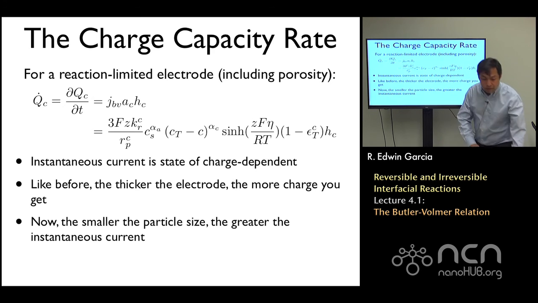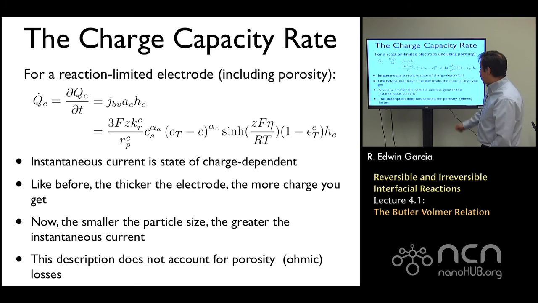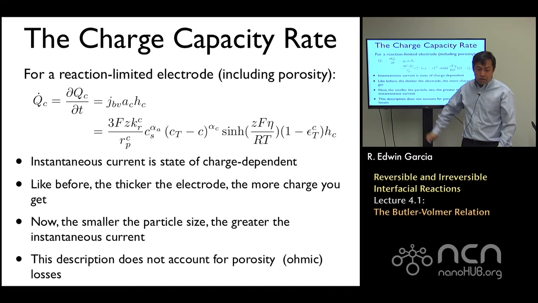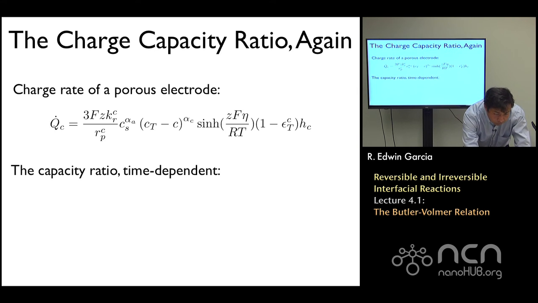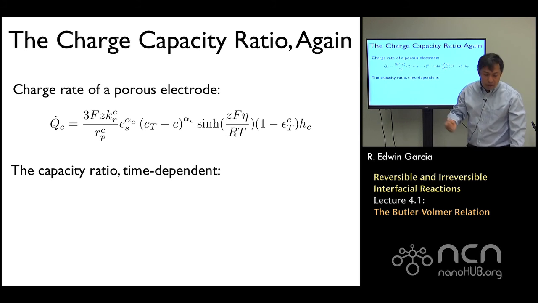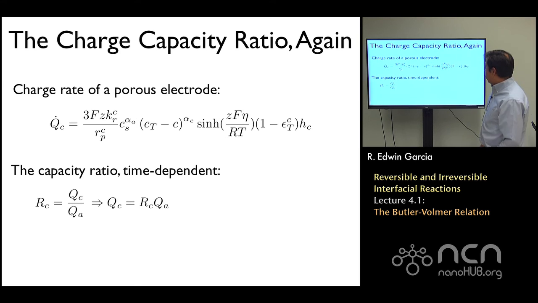I do want to emphasize here that this description does not account at all for the porosity, that is the ohmic losses. So if you have this, you would still have to subtract those contributions out of the system. But we already learned how to do that. So the charge rate of porosity in this case has this form, and now we can rewrite the capacity ratio to have this shape.